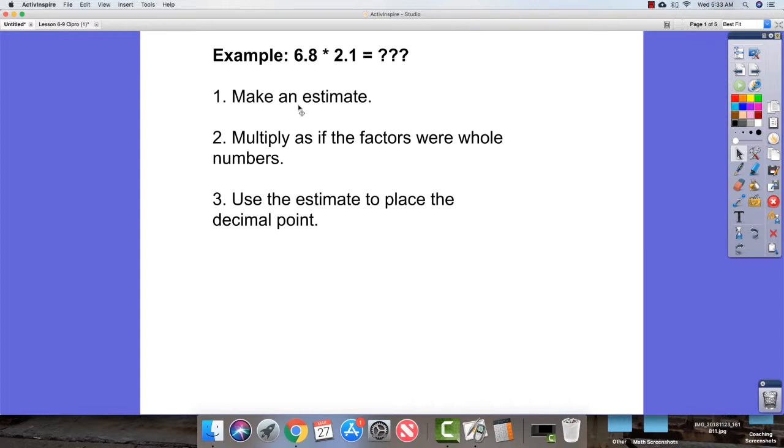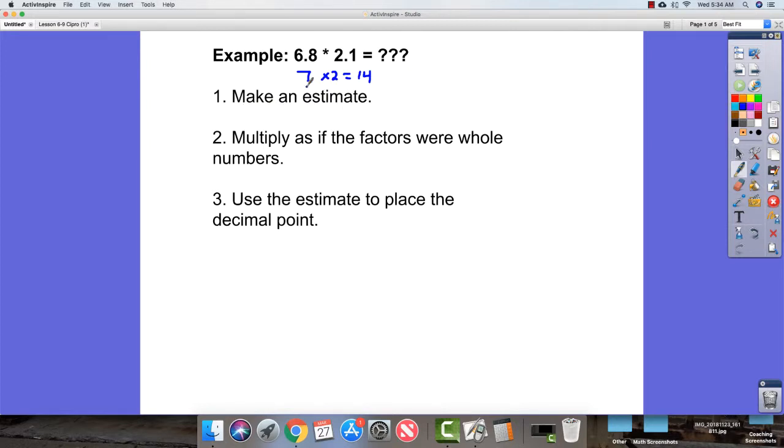Strategy one is my personal favorite, especially if we have a whole number and then a decimal after that. So 6 and 8/10, for example, times 2 and 1/10. The first thing we want to do is make an estimate, and we want to make the estimate simple and easy. So 6 and 8/10 is about 7, times 2 and 1/10, that's about 2. So 7 times 2 equals 14. That's just a quick, easy estimate for me. If you wanted to make that 10 times 2 and get 20, that's fine too.